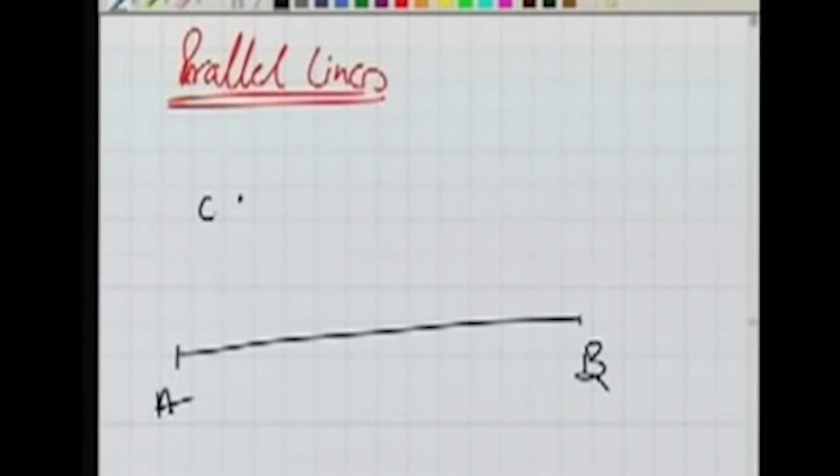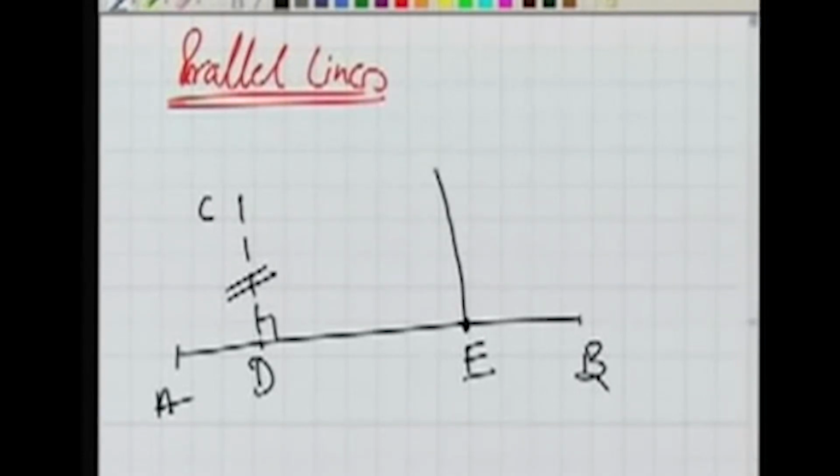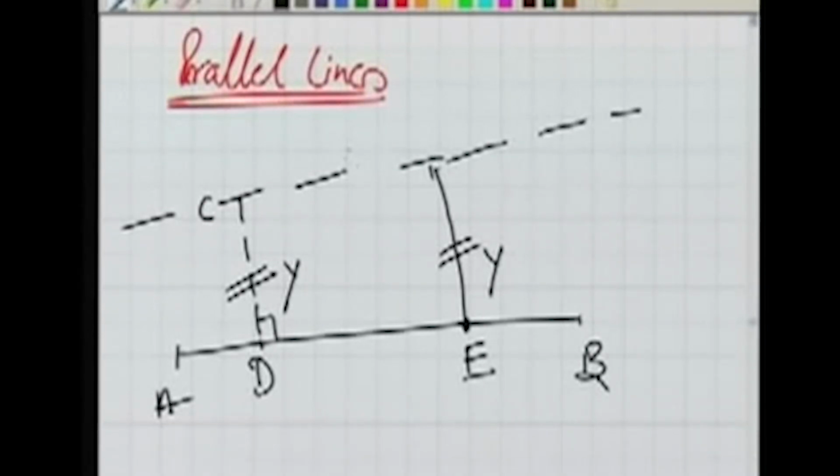How to do that? Well, the method could be a very simple method. You drop perpendicular number 1, measure its distance. Go to a point here, let us say D, you go to a point E, again erect a perpendicular on this of the same length. If this length is Y, keep it same as Y. Now joining these 2 points will ensure that this line is parallel to this line.